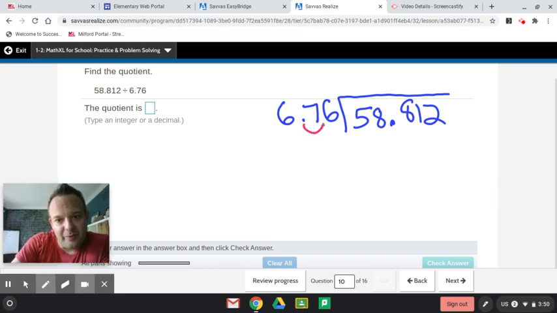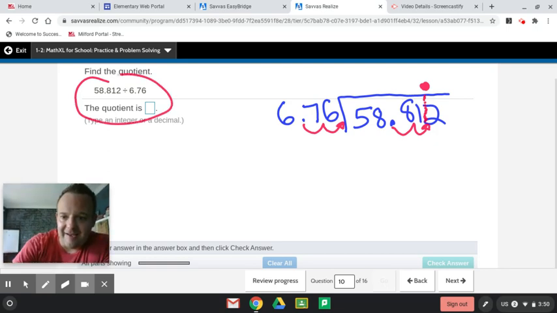So we're going to multiply it by 100, thus moving it over 2 places. When you multiply by 10, it moves over 1 place. Multiply by 100, it moves over 2 places. Multiply by 1,000, which has 3 zeros, it moves over 3 places. Now if you move the decimal over 2 places in the divisor, we have to do the same in the dividend. So now the decimal rises up. Rise, O great decimal, rise. Now we have an equivalent division problem, 5,881.2 divided by 676.